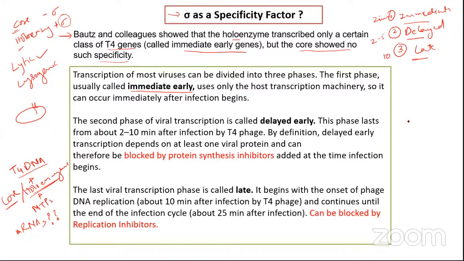Sir, you are saying that there are two different conditions, one with holoenzyme and another with core enzyme. Exactly. So there are two tubes that you're running. One tube consists of T4 DNA with holoenzyme and all the raw materials for transcription. And the other tube consists of T4 DNA with core enzyme and all the raw materials for transcription. Sir, so the one with holoenzyme transcribes immediate early genes. Yes, but you need to confirm that they are immediate early genes only.